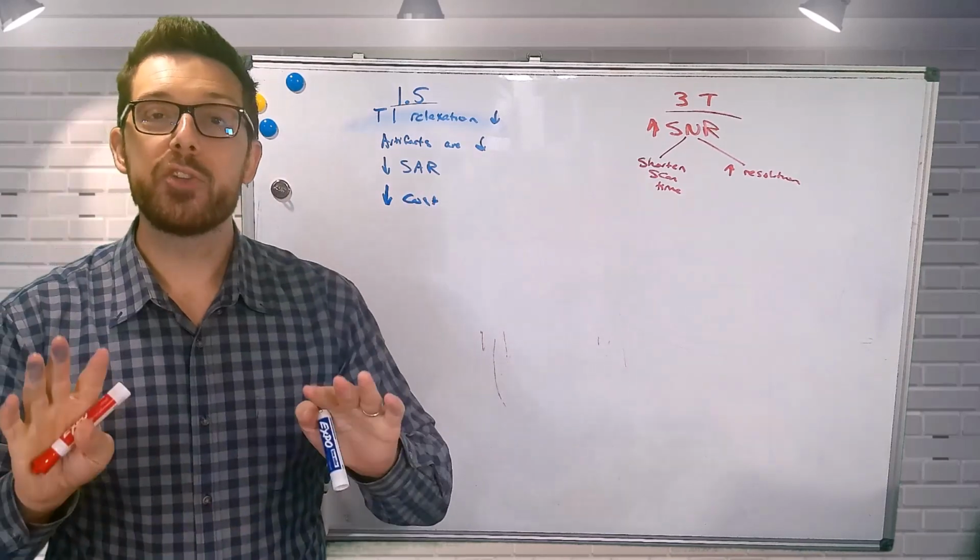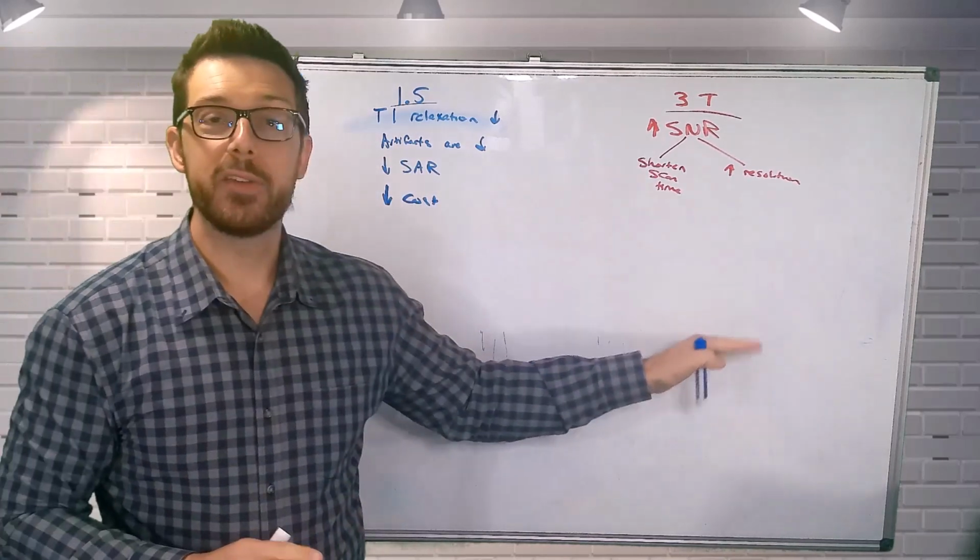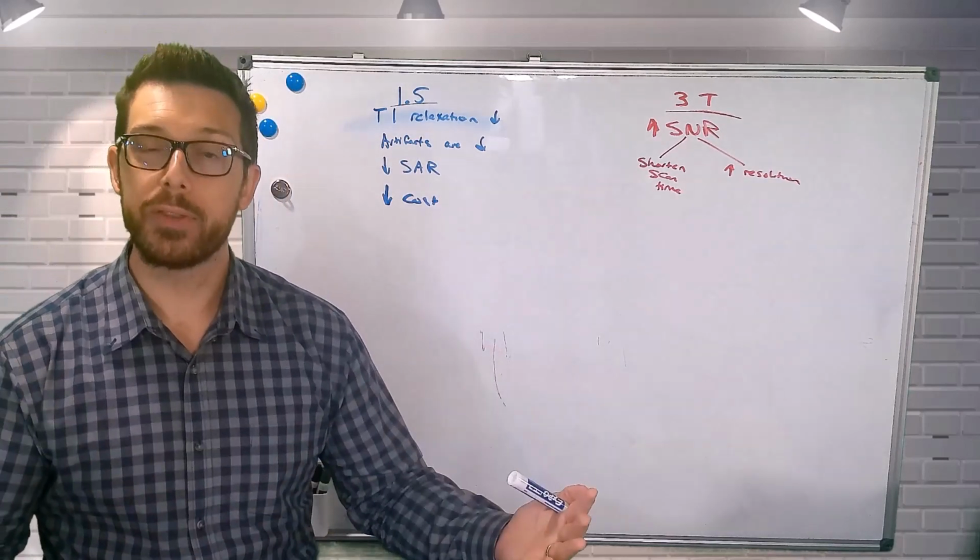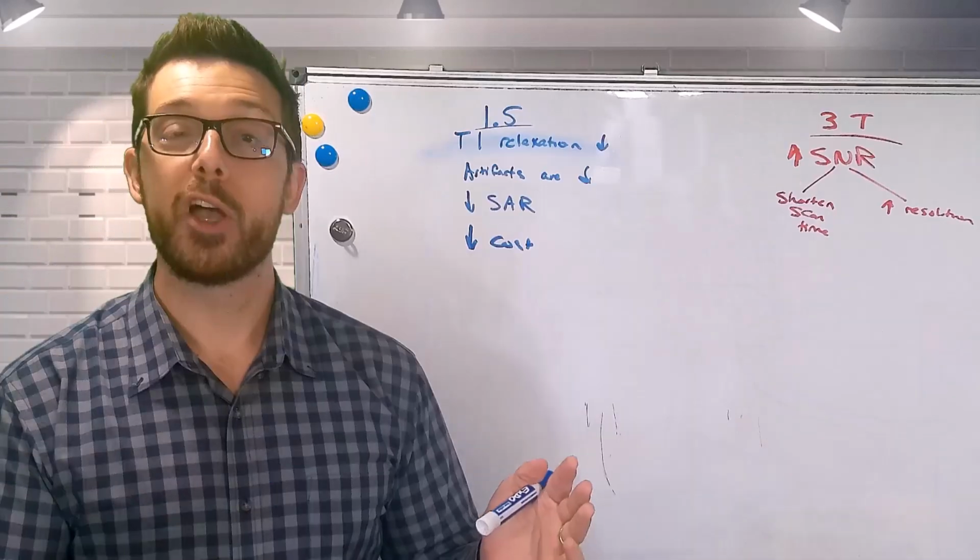Those are the major differences between 1.5 and 3T from an imaging standpoint. There's more out there. We just covered the high level. So I hope you found this helpful.